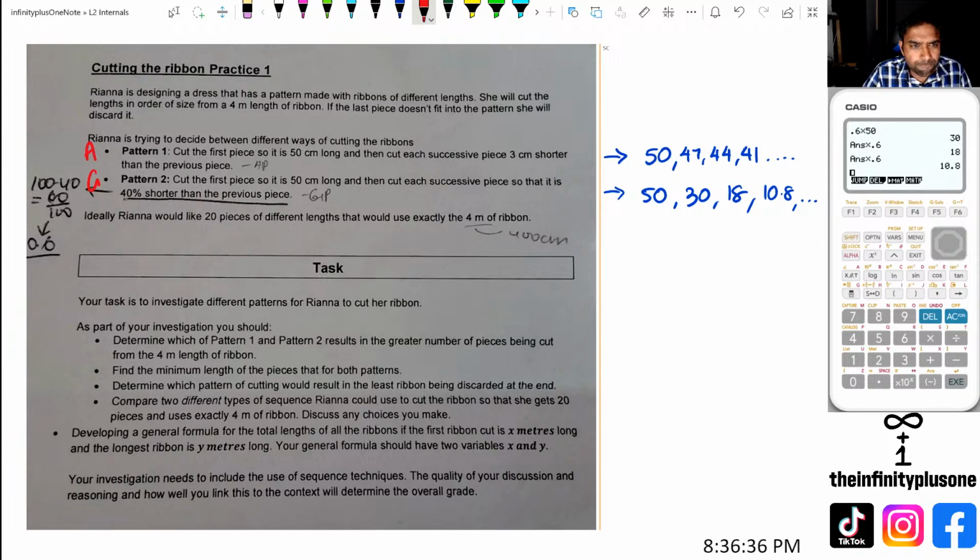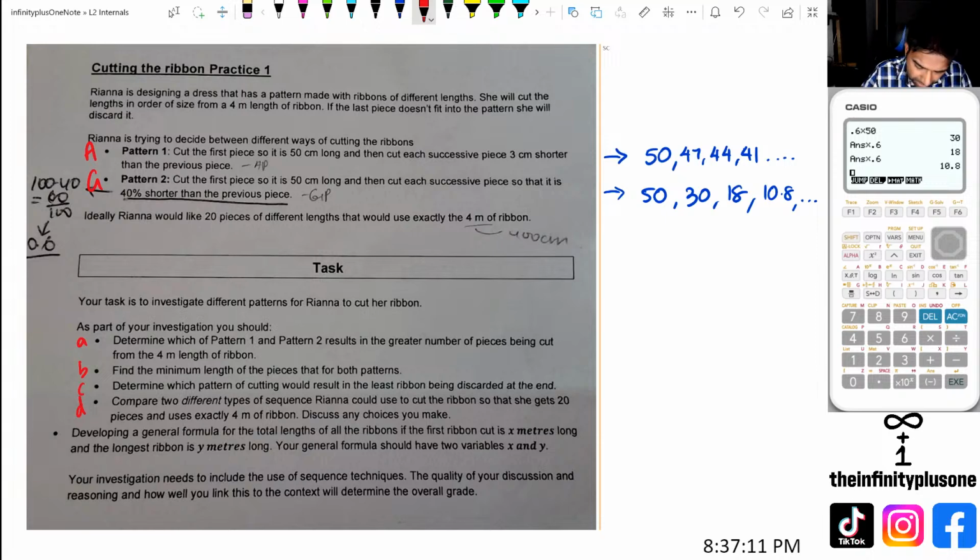All right, so what do we got? Ideally, Rihanna would like 20 pieces of different lengths that would use exactly 4 meters of ribbon. So all together, Rihanna's got 4 meters of ribbon. Okay, so that's what we know. So task one, I'm going to call this part A, B, C, and D. Part A is looking at which of pattern 1 or pattern 2 results in a greater number of pieces being cut from 4 meters length. And then part B is find the minimum length of the pieces for both patterns.